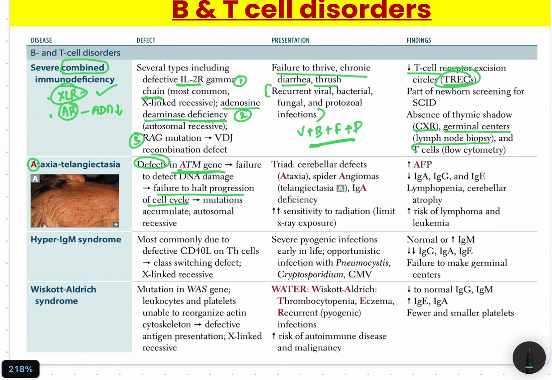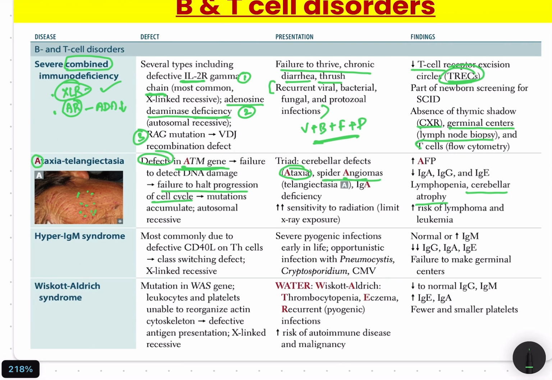So please remember, the patient will be having the triad of ataxia because of the cerebellar involvement. So you can see the cerebellar atrophy. And you will be getting telangiectatic spots in the face, that is spider angiomas will be there, and typically the patient will be having IgA deficiency. This will increase the risk of lymphoma and leukemia, and there is an increased sensitivity to radiation. That's why in this patient you have to limit the X-ray exposure. The patient will be having lymphopenia also. So please remember the characteristic feature: patient having ataxia, spider angiomas, decreased IgA. That is what is ataxia telangiectasia.